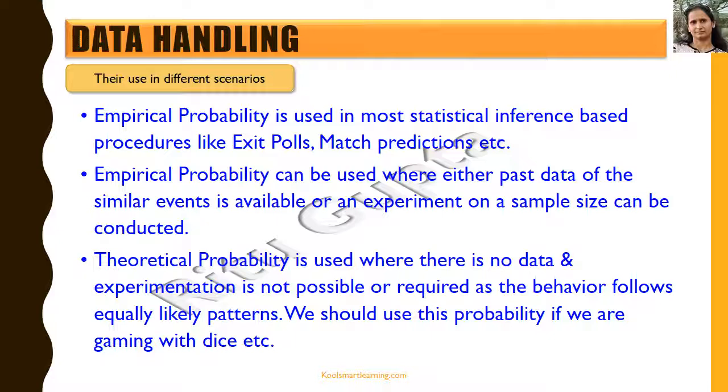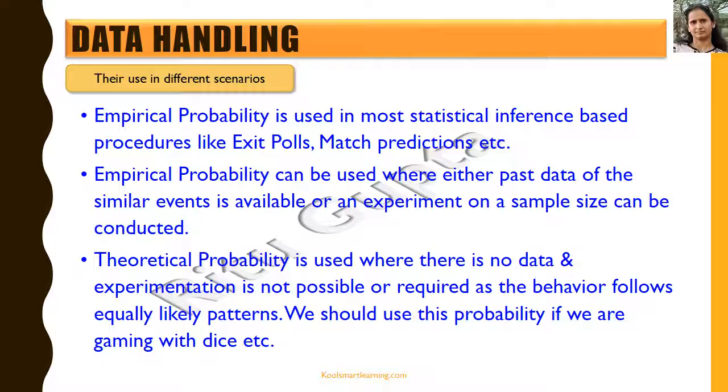So we should use theoretical probability if we are gaming with dice. We should not be talking about empirical probability, that in the last 5 throws of a dice, since I've always gotten more than 4, I'll get more than 4 the next time also. That is not how it's going to work, because these are equally likely patterns and they will work on the theoretical probability.